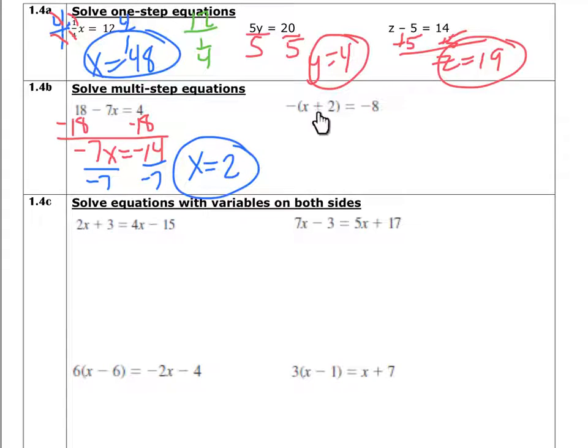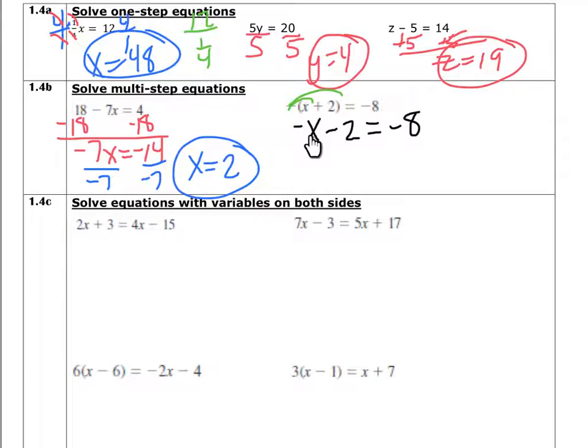Now for the second one here, there's a couple things you could do. It's a negative times the quantity x plus 2 equals negative 8. One thing you might want to do is distribute this negative sign all the way through. So if we do that, we'll rewrite the problem, and what we're going to end up getting is a negative x minus 2 equals negative 8.